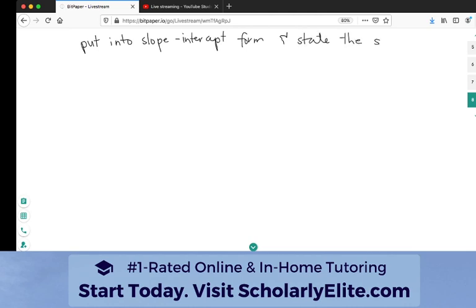Hope you guys can read my chicken scratch writing here. Okay, so let's say that we were given this question A, okay? So say we were given 3x plus 2y equals 6. Well, this is in standard form.